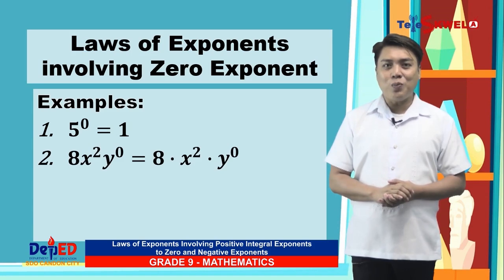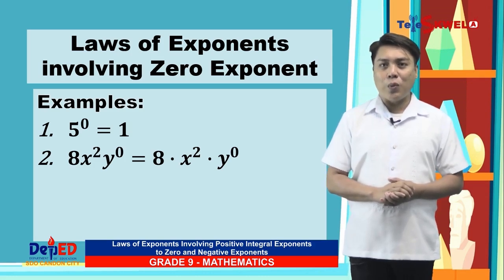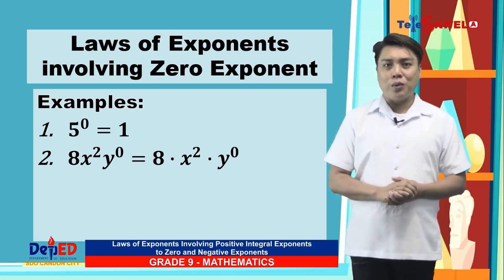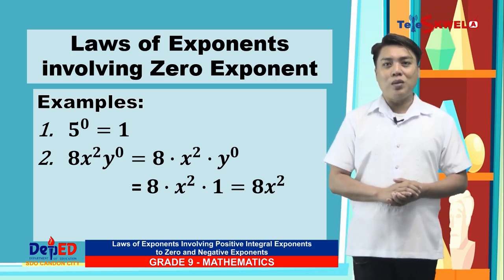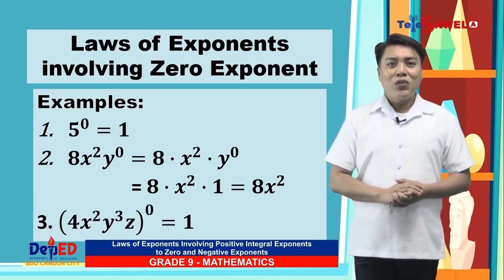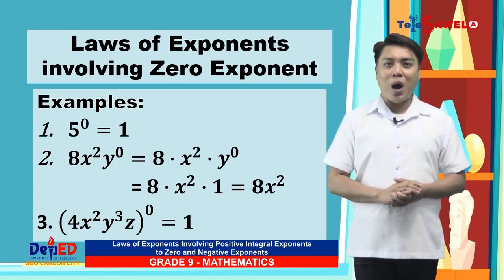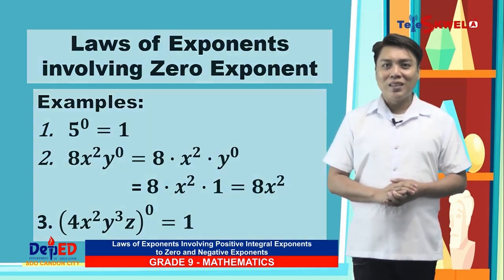8x raised to the 2nd power y raised to 0 is equal to 8 times x raised to the 2nd power times y raised to 0. That is 8 times x raised to the 2nd power times 1, which is equal to 8x raised to the 2nd power. Number 3, the quantity 4x raised to the 2nd power y raised to the 3rd power z raised to 0 is equal to 1.